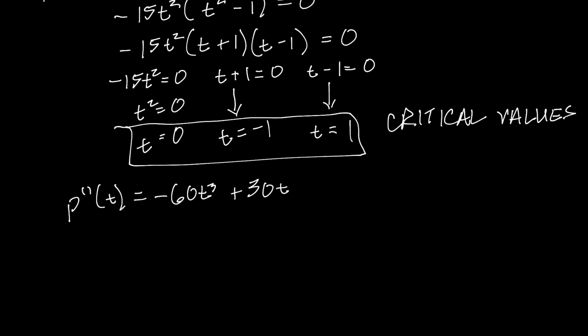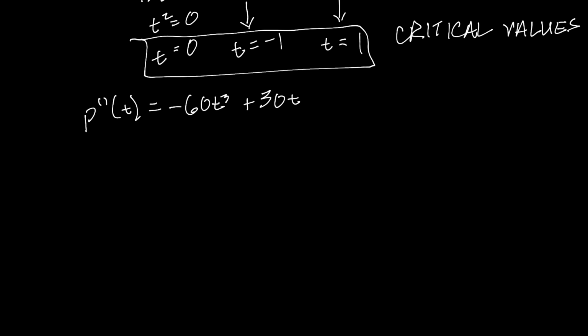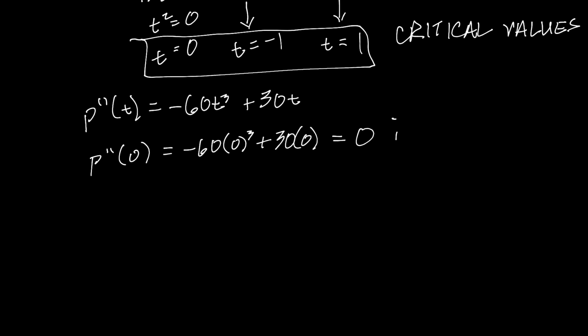I'm not going to set this equal to 0 unless I want to find an inflection point, which we talked about in the previous slide. What I'm going to do is just substitute critical values in here. So p double prime of 0 would be negative 60 times 0 cubed plus 30 times 0. So that equals 0. So what this tells me is I've identified an inflection point.